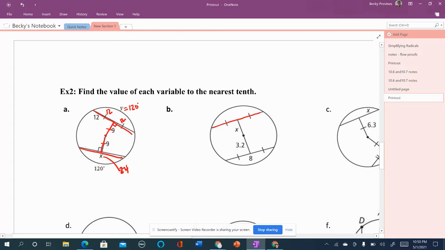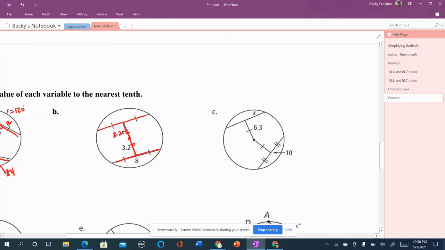Since they tell us both of these chords are the same length, that tells us that they have to be the same distance from the center. So x has to be 3.2.